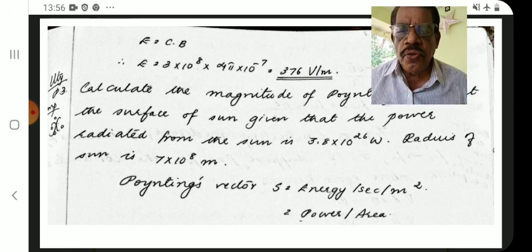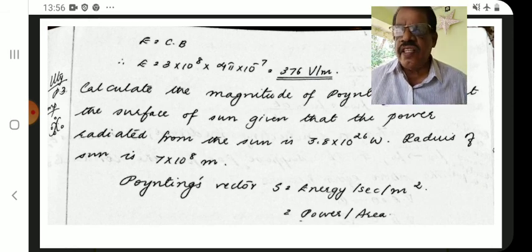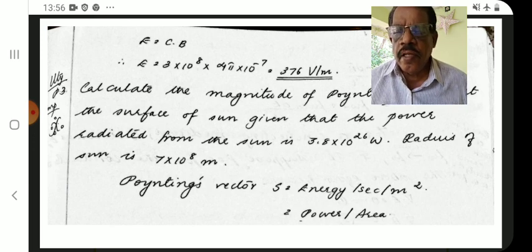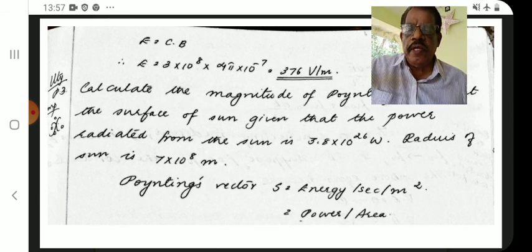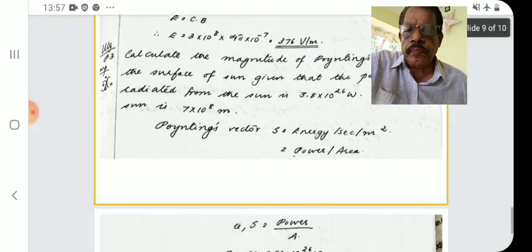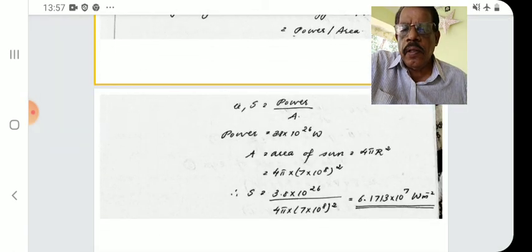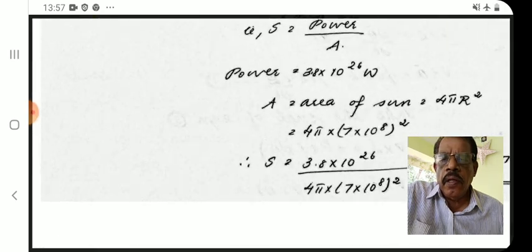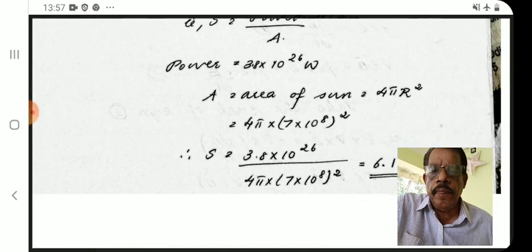Poynting vector is equal to energy per second per meter square. That is the definition. We have given power, and power is energy per second. So we can write Poynting vector as power per area. That is S is equal to power by area.